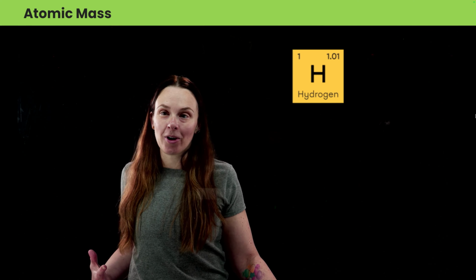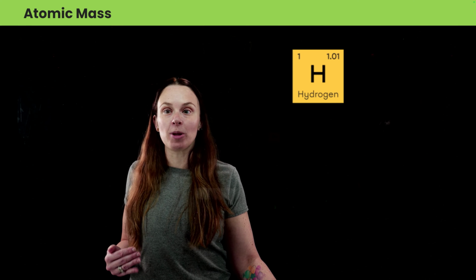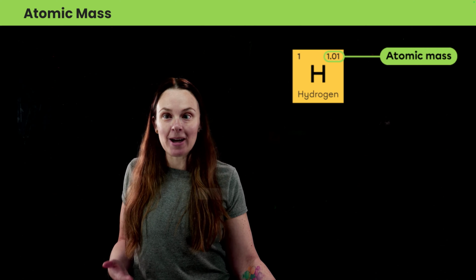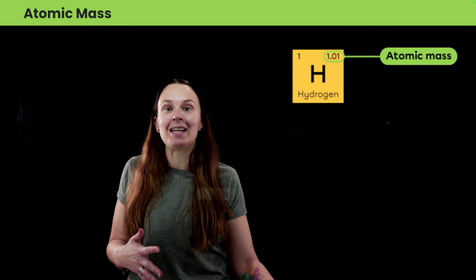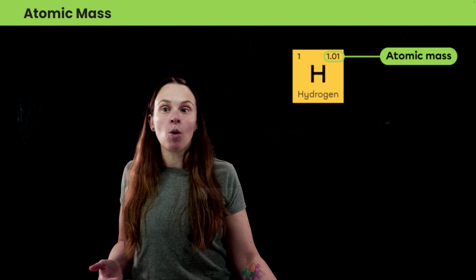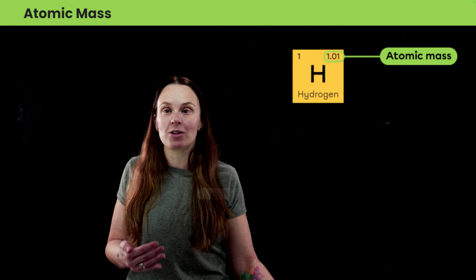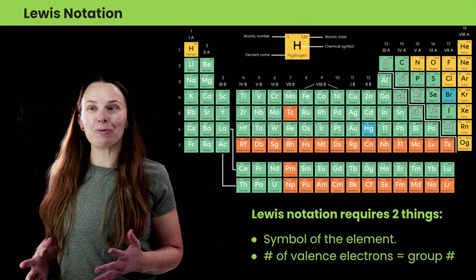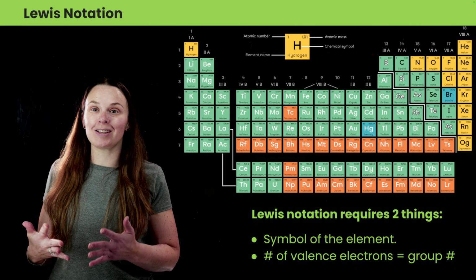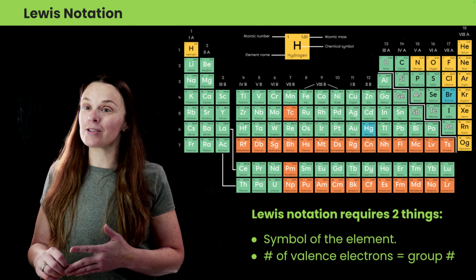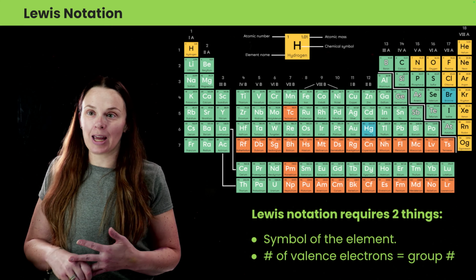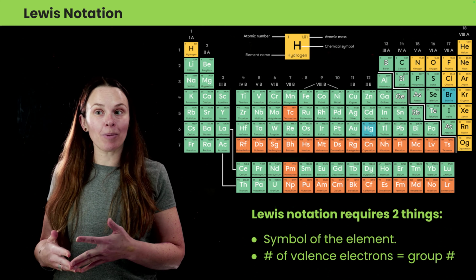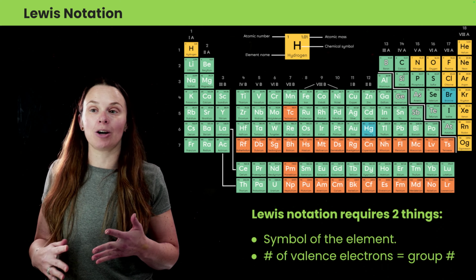So the last number in this square for every single element on the periodic table is called the atomic mass. And so the atomic mass will have decimals, and it is measured in atomic mass units, or you'll see the abbreviation AMUs. So there you have it. We have talked about what is inside every single one of those squares: the symbol, the chemical name, the number of protons in the nucleus, which is also our atomic number, and we also talked about the atomic mass.